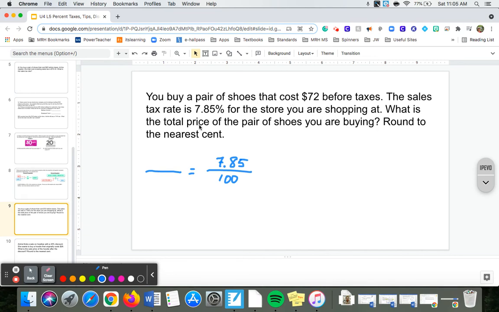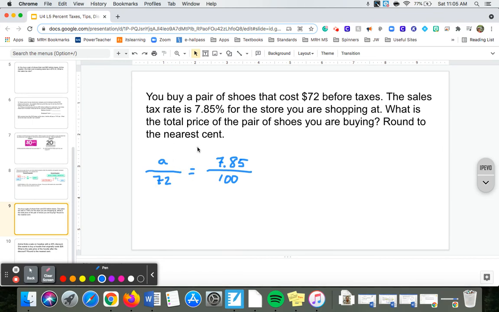So then I got buying a pair of shoes that cost $72 before taxes. So $72 is that, I'm trying to think, okay, is that the whole or is that the part? Okay, the part in this scenario is the taxes that we have to pay on the shoes. Okay, so I do not know my part. I do know what the whole is. The whole price, the original price of the shoes, is $72. So that's my whole.